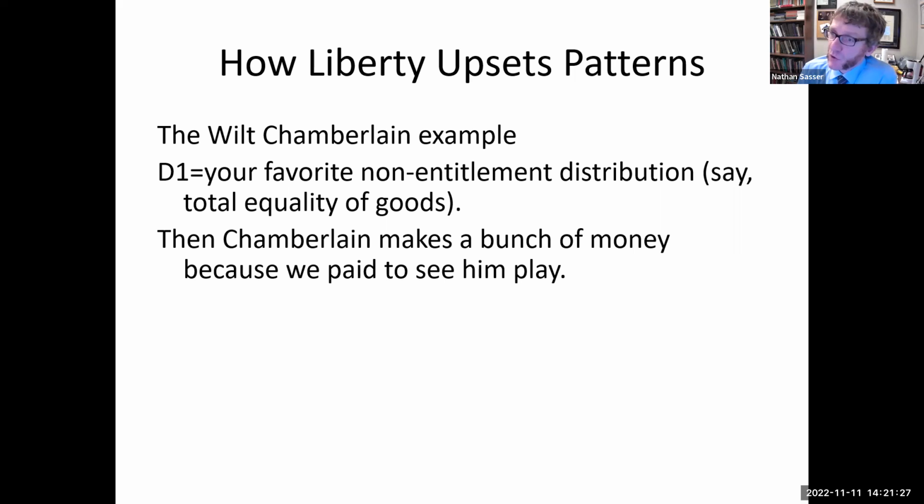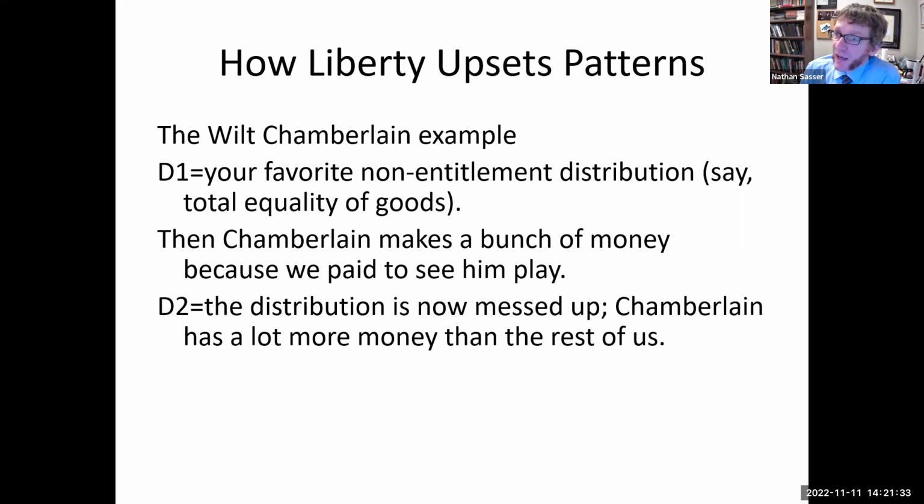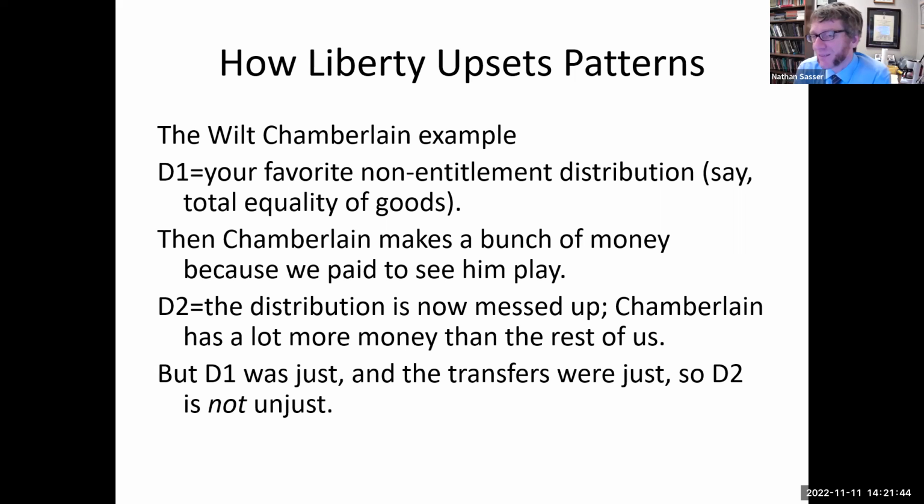Then the idea is that Wilt Chamberlain makes a whole bunch of money playing basketball because we all wanted to go see him play. At the end of that season, the perfect distribution is now all messed up because Chamberlain's made a lot of money. He's got a lot more money than the rest of us. And Nozick says, but there can't be anything unjust about that because we started out from a position of justice.